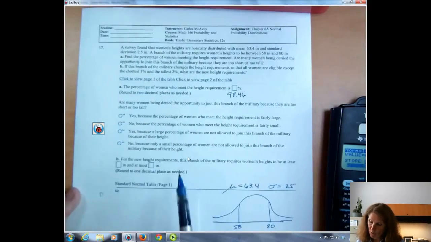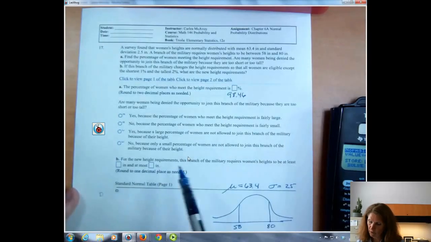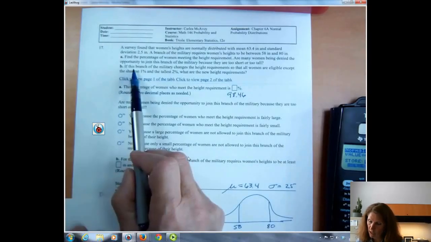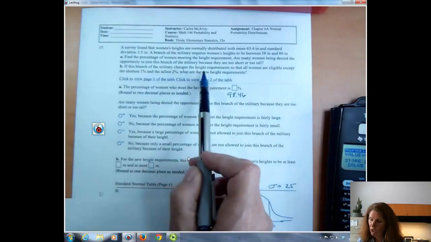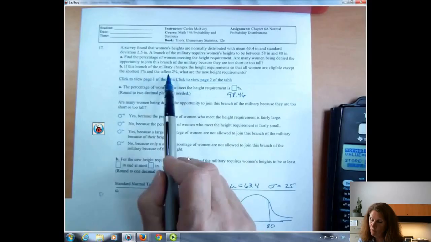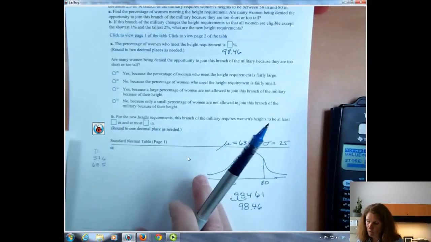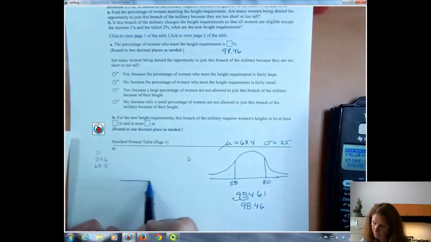For the new height requirements, this branch of the military requires women's heights to be at least blank or blank. What's the new part say? If this branch of the military changes the height requirement so that all women are eligible except the shortest 1% and the tallest 2%, what are the new height requirements? So that looks like this.